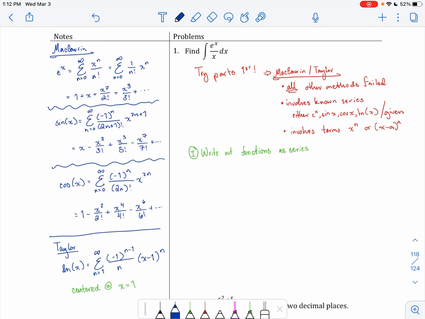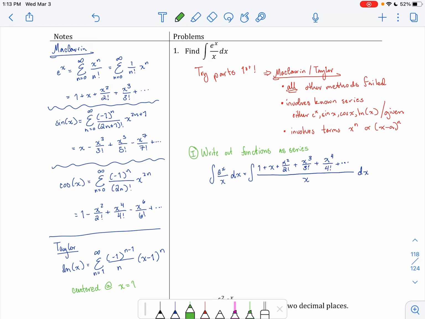So in this case, we see e to the x. So e to the x over x dx, if I wrote it out as its series, is 1 plus x squared over 2 plus x to the third over 3 factorial plus x to the fourth over 4 factorial, etc. And then this denominator doesn't have a series, it's just x.